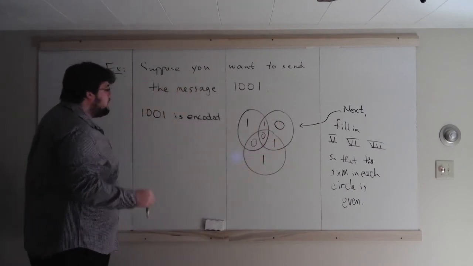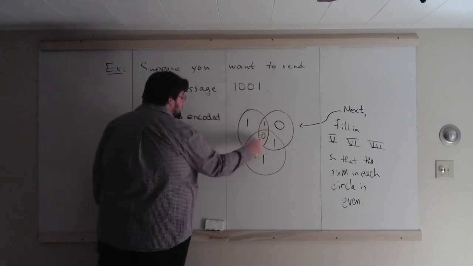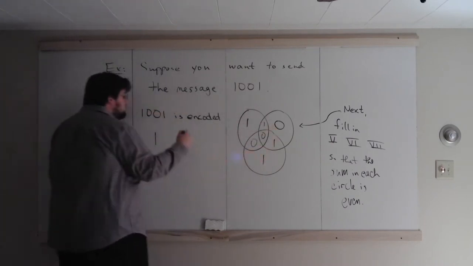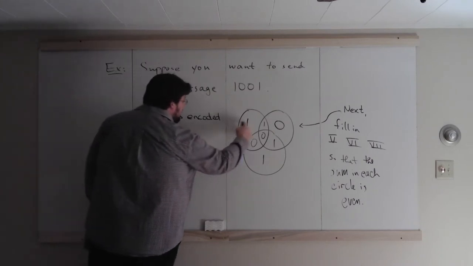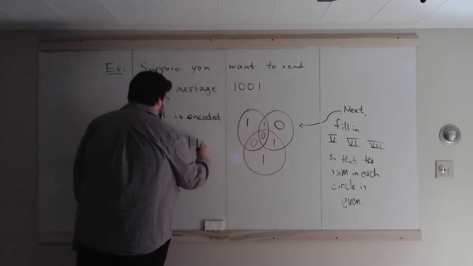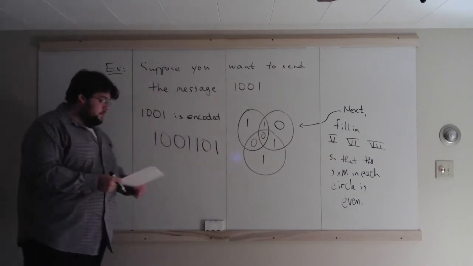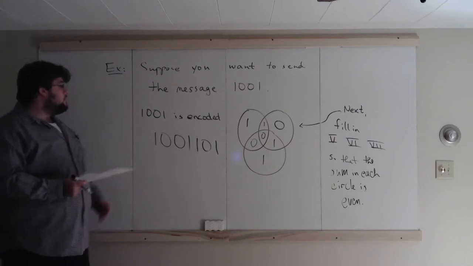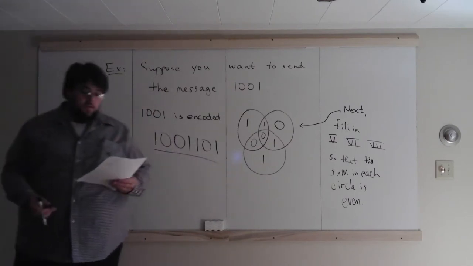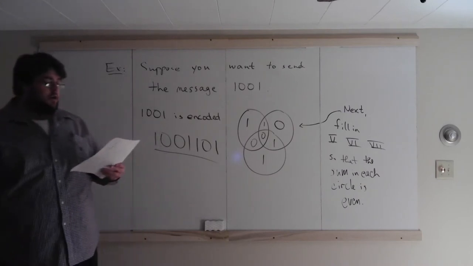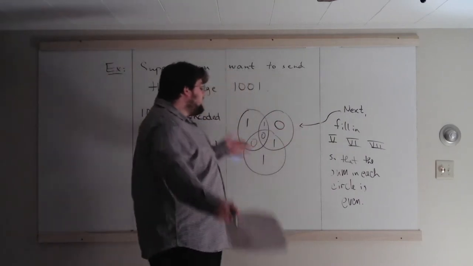So it is encoded starting at region 1. We have 1. So remember 1, 2, 3, 4, 5, 6, 7. So 1, 0, 0, 1, and then 1, 0, 1. So we've now encoded 1001. Now this method could also detect errors. From this, using that sentence, we can detect errors.